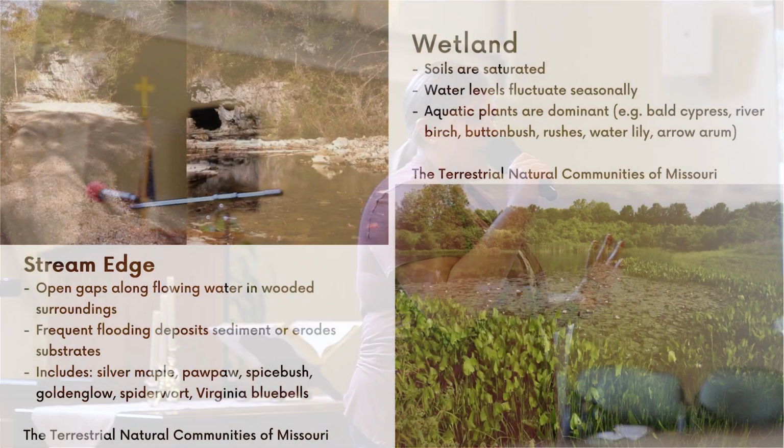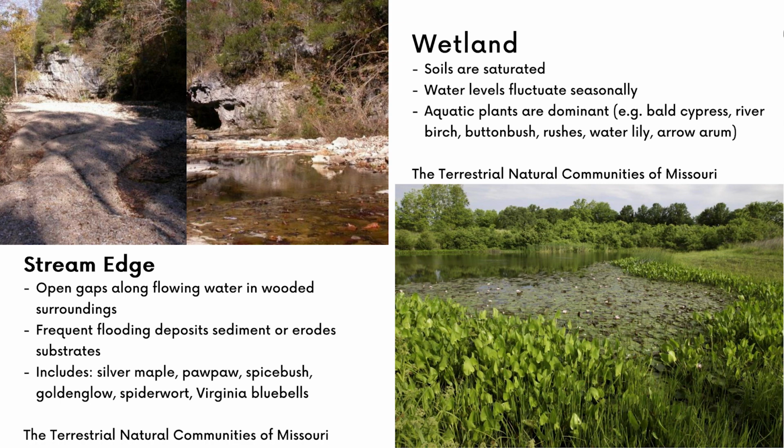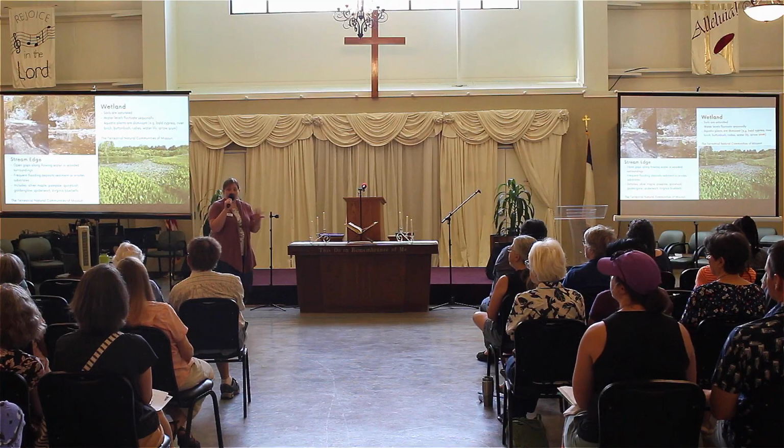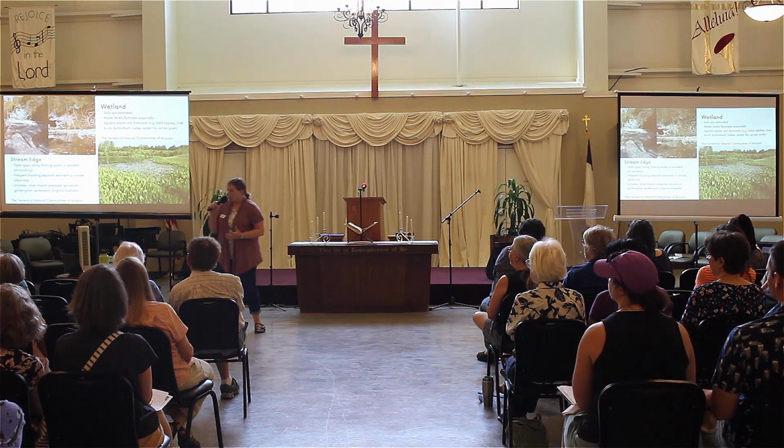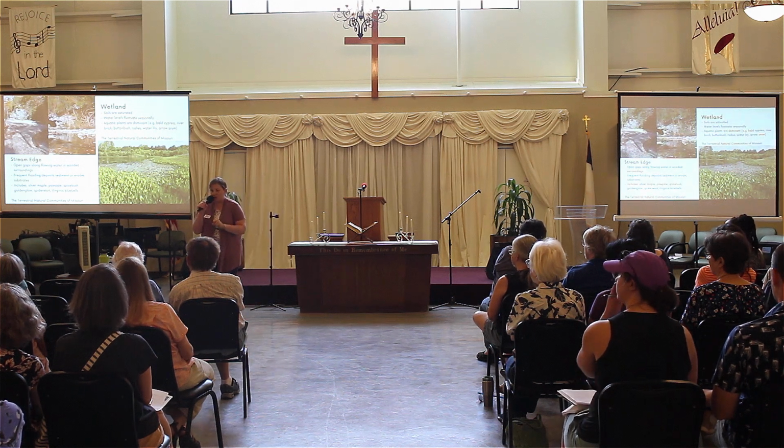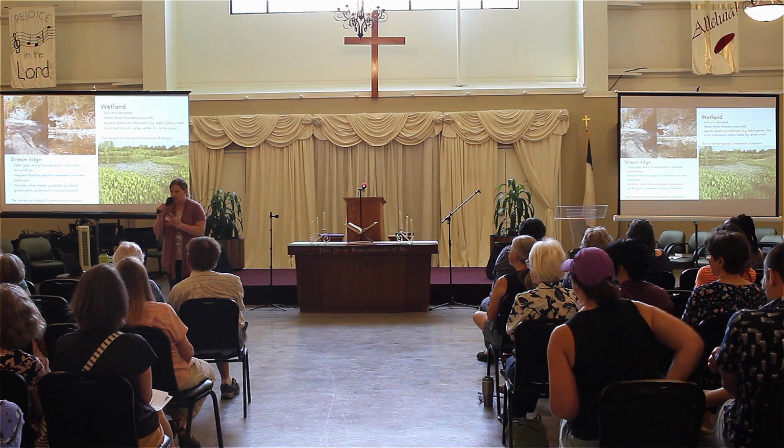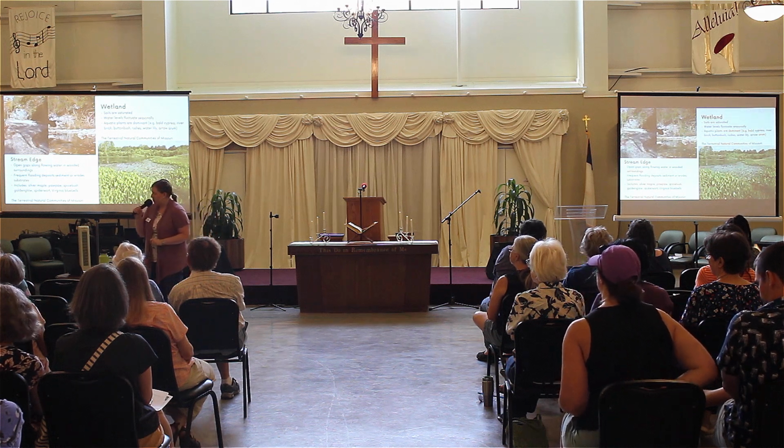A stream edge is characterized by an open gap along flowing water. And stream edges are interesting because they're used to frequent flooding, floods that bring in sediments and then also take them away. So you have an ever-changing soil profile. So these plants, like silver maple, pawpaw, Virginia bluebells, can handle various conditions. They can handle some mud, clay soils. They can handle sandy soils. They're used to that ever-changing soil profile.